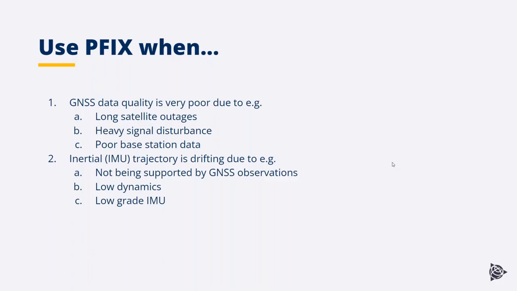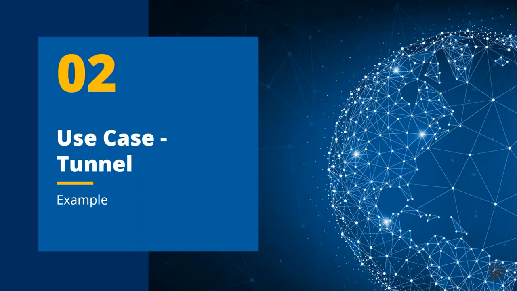It could drift, and it will drift even with high grade IMUs, but the magnitude of the drift is much bigger with low grade IMUs, and it will start to drift earlier. So usually your p-fix use case would be a combination of these. All right, let's look at the use case we have prepared.